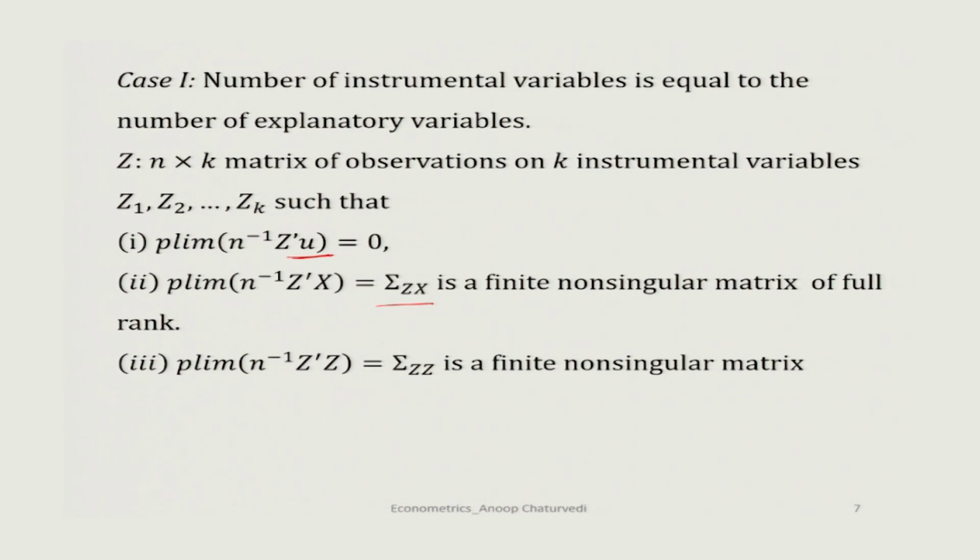So, obviously, the order of Z transpose x or sigma_zx is k cross k, and we assume that it is a non-singular matrix. So, naturally it is of full rank. Then the probability limit of n inverse Z transpose Z is equal to, say, sigma_zz, and this is also a finite non-singular matrix. So, these are the assumptions which we take about the observations on instrumental variables.